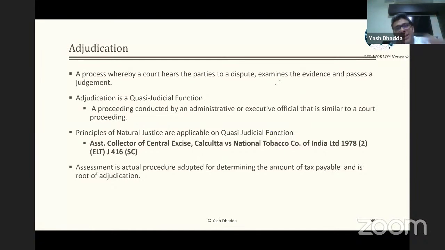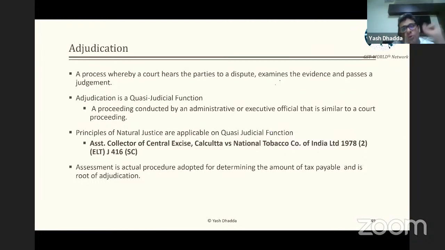So what we are saying is that all these ACs, DCs, additional commissioner, joint commissioner appeal, additional commissioner appeal, all of these people, what are they doing? They are discharging a quasi judicial function where they're looking at my evidences, there is a dispute of tax, and on which they're going to pass an order.